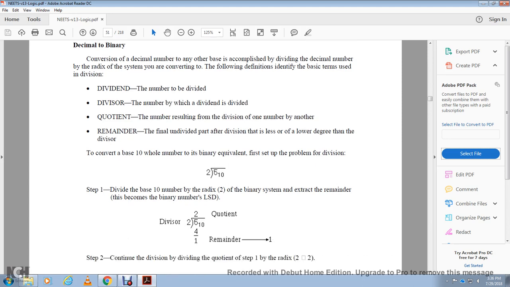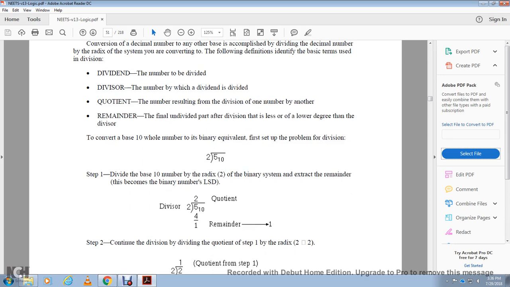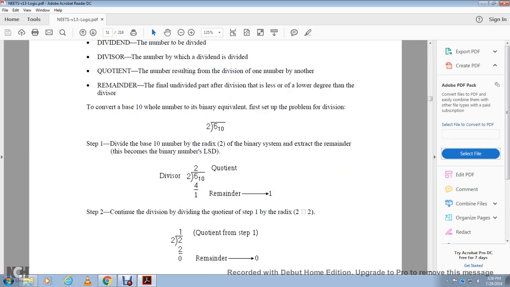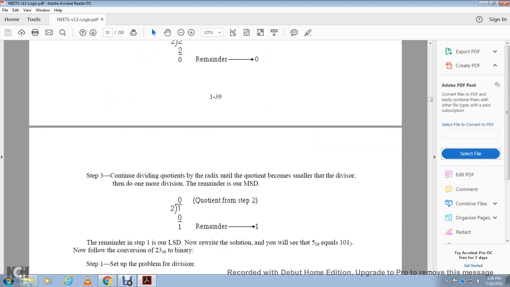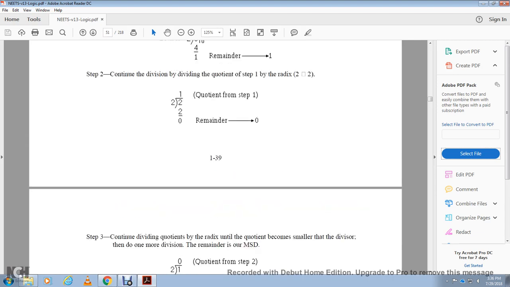Continue the division, dividing the quotient by the radix 2. 2 divided by 2 is 1, with a remainder of 0. Then, dividing the quotient 1 by the radix 2, the quotient becomes 0, with a remainder of 1, which is the most significant digit. 1 divided by 2 is 0, remainder 1. Now rewrite the solution. You will see that 5 base 10 equals 101 base 2.